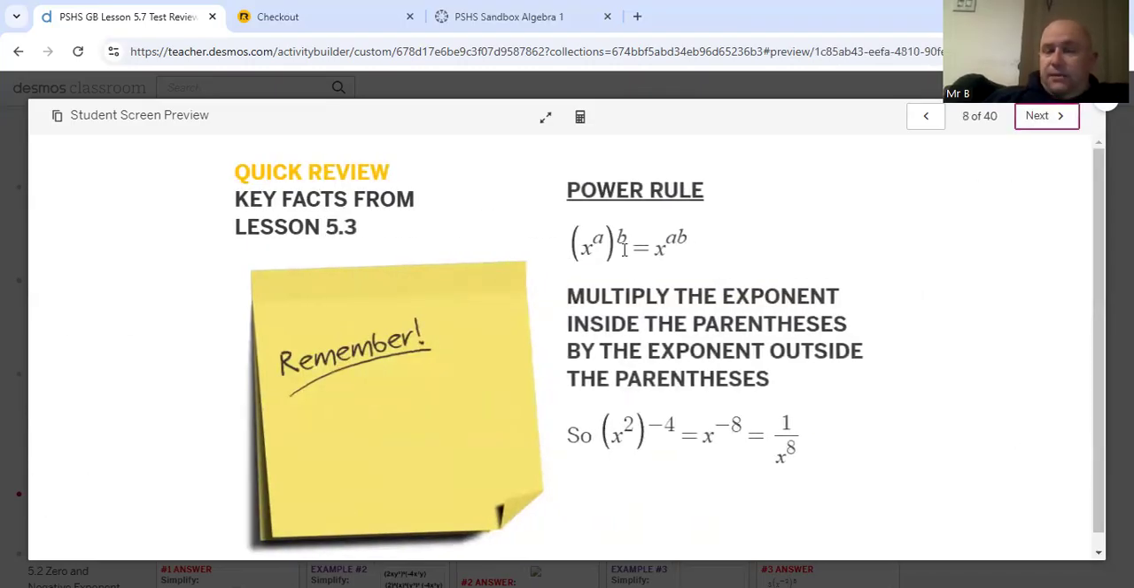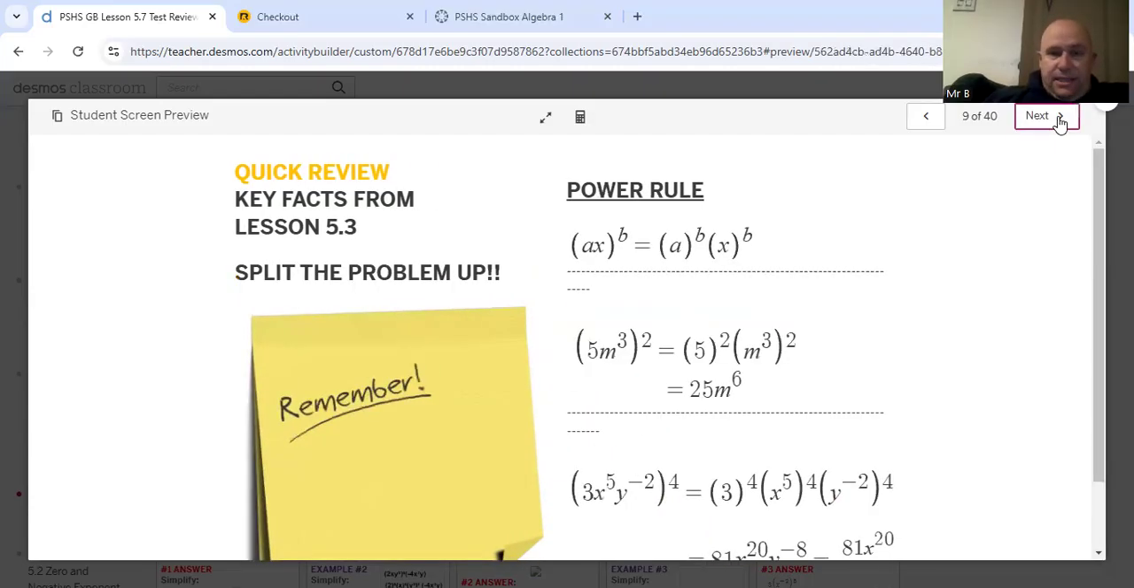Power to a power rule, big clue for this is you're going to see the parentheses here. When you have an exponent on the inside and an exponent on the outside, you're going to multiply those exponents together. 2 times -4 is -8. Same thing, you can't leave that as your answer. Change, that's why you get 1 over 8, x to the 8.